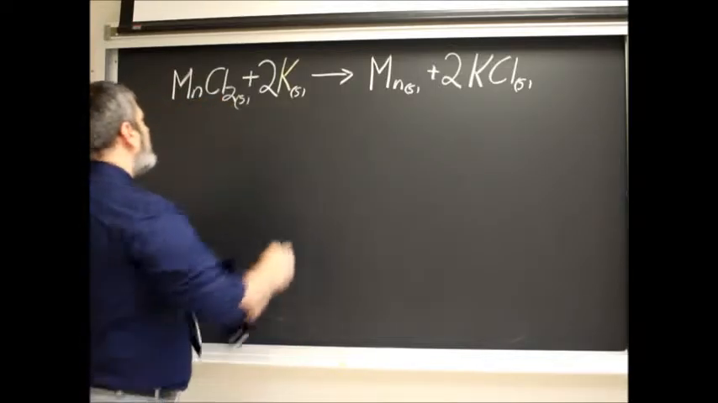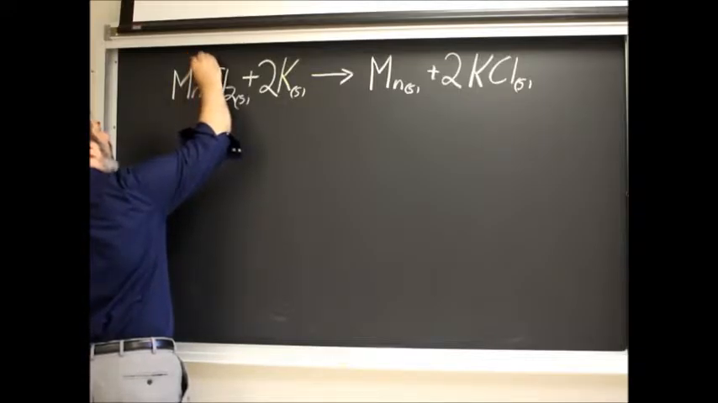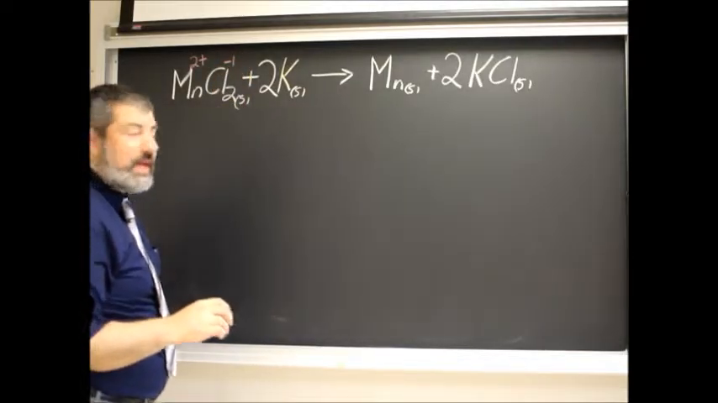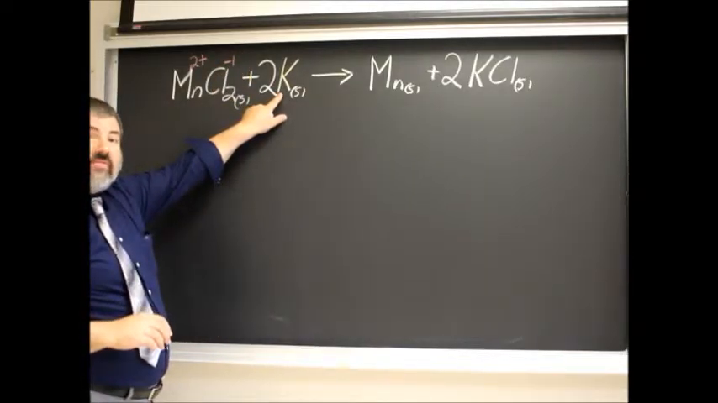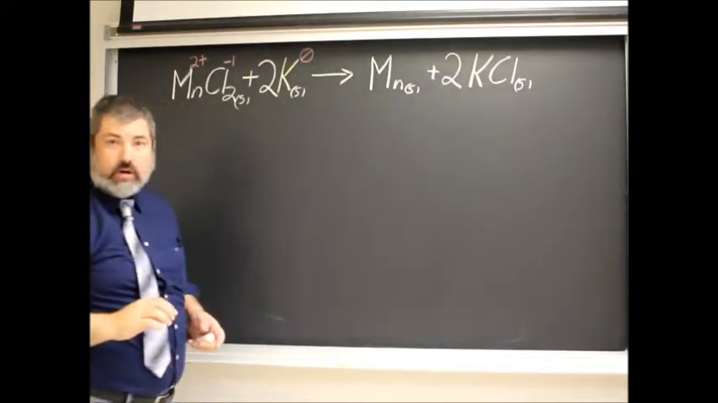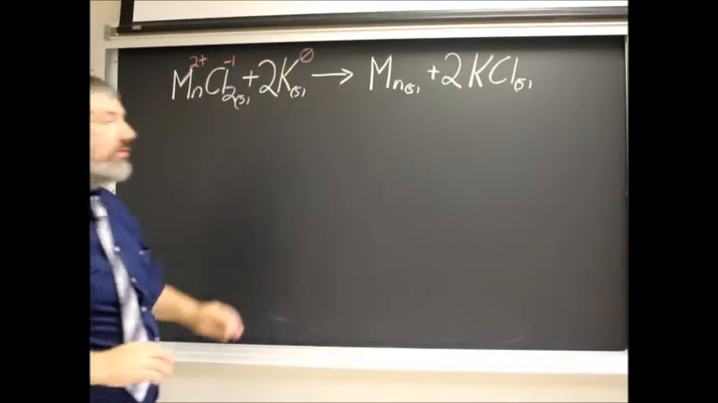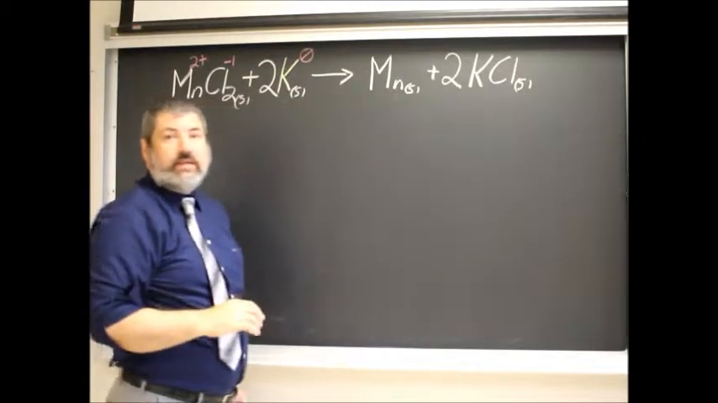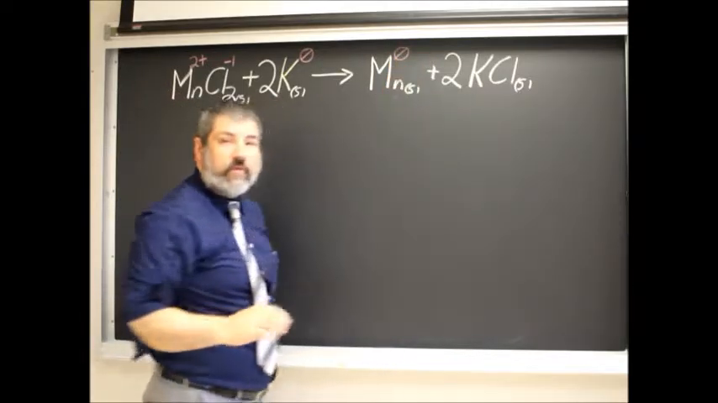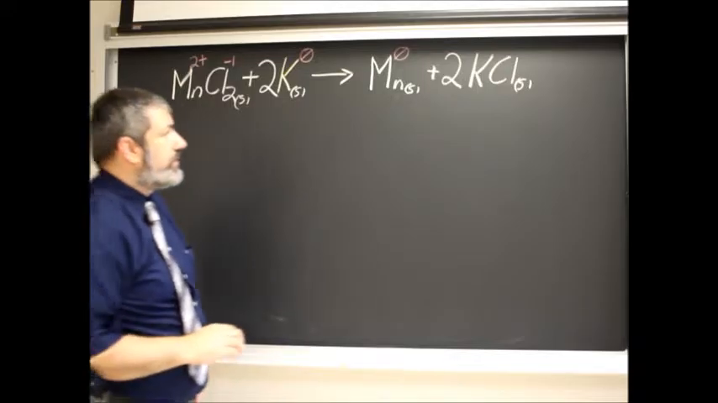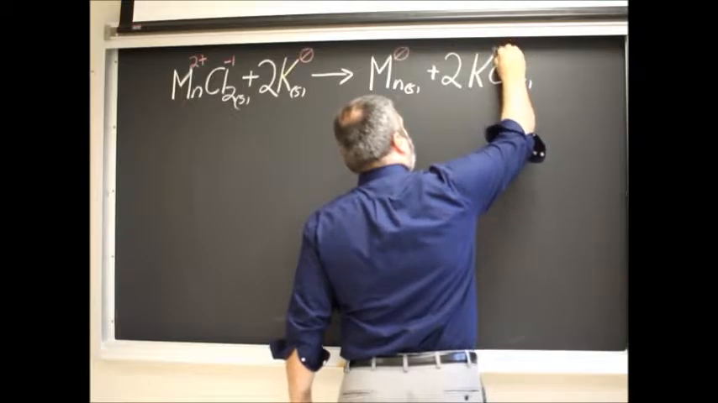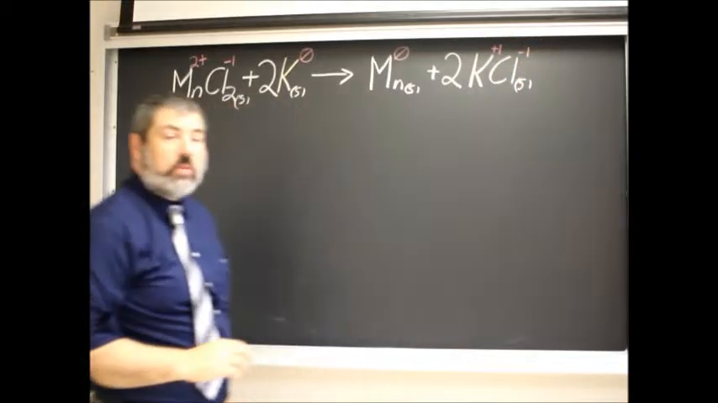MnCl2, manganese 2 plus, chloride is 1 minus, we have 2 of them. Potassium is an element, so it has no charge. On the product side, now manganese is an element. In other words, it's not combined with anything. Therefore, its charge is now 0. Potassium chloride. Potassium forms +1, chloride forms -1.